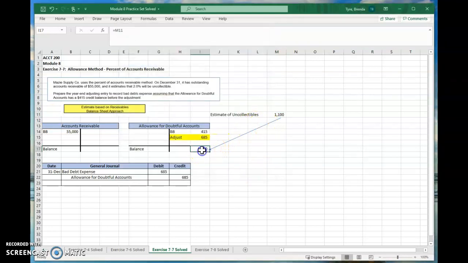So we could have just come down here and said, yeah, this is what we know our balance to be, and taken the 55,000 times 0.02, but I just wanted you to see how we worked into that. All right, let's go to exercise 7-8.